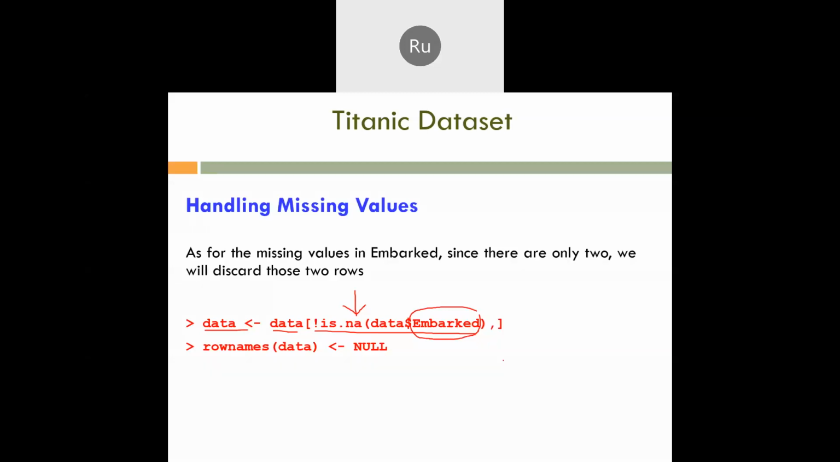So we have dealt with missing values for the embark and then the age and also the cabin. Okay. Now we look at how do we split the data.